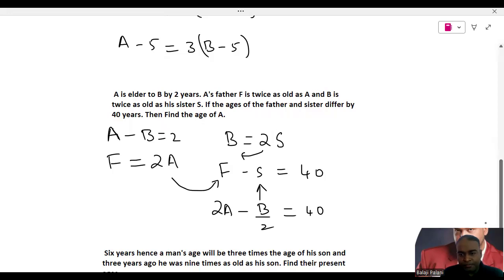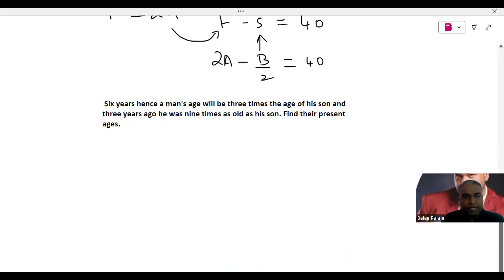And next, I have the last question here. Words like hence, ago, later, elder: these all have to be handled properly. 6 years hence, man's age will be 3 times the age of his son. So here, man and son, or you can take it as x and y. 6 years hence, so what should we do? We increase both by 6 years. Man's age will be 3 times the age of son. So luckily everything is in the same pattern, so it will be easy for us to solve.